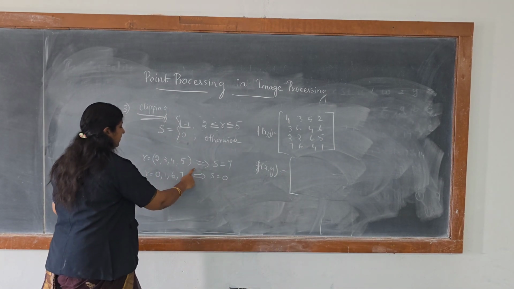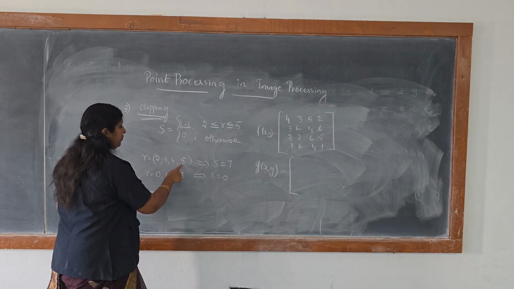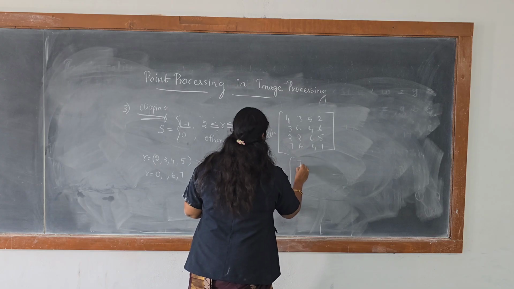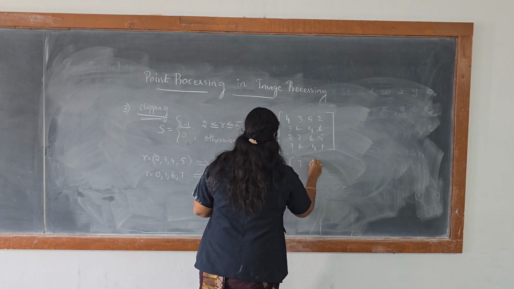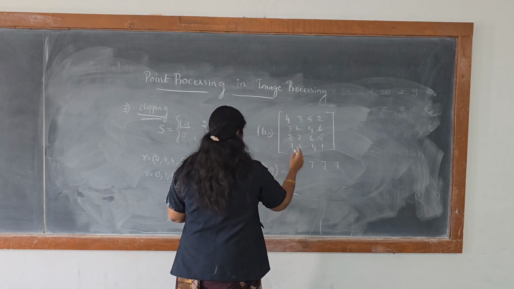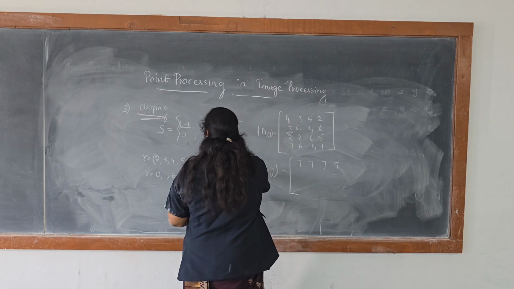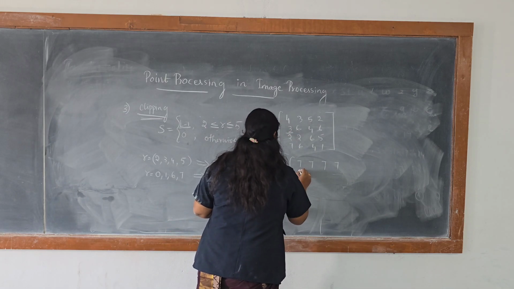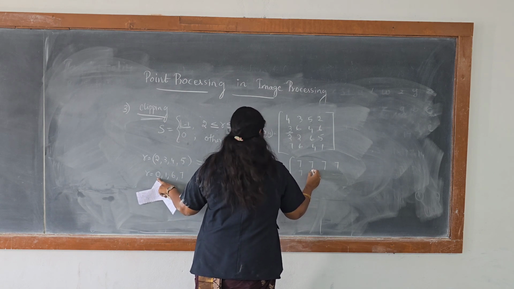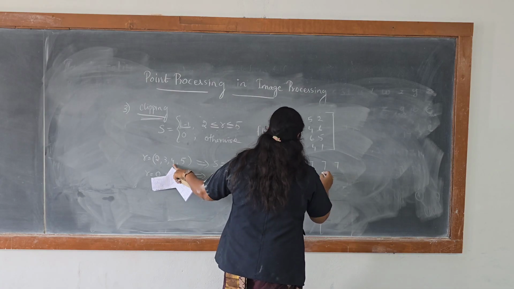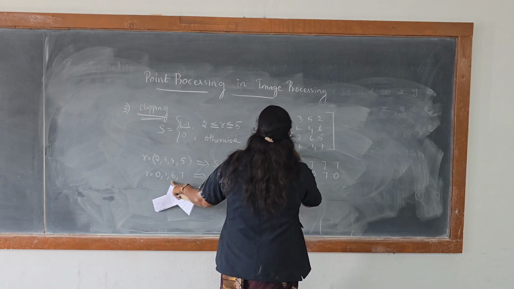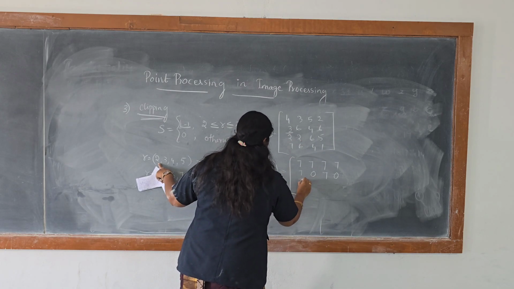We can apply this condition. If the R value lies between 2 and 5, then the S value will be 7. The first value is 4, which lies between 2 and 5, so 7. Then 5 is also 7, and 2 is also 7. In the third row, value 3 lies between 2 and 5, so again 7. 6 is out of the range, so this value will become 0. 4 is in the range, so 7. 6 is out of the range, so it will become 0. And the next 2, 2 are again in the range, so 7, 7.